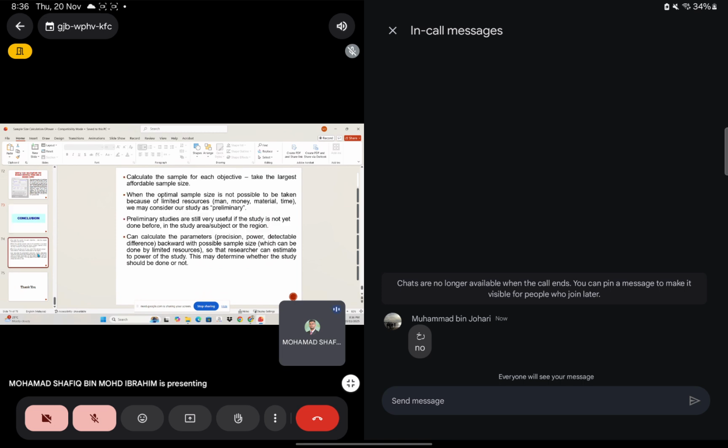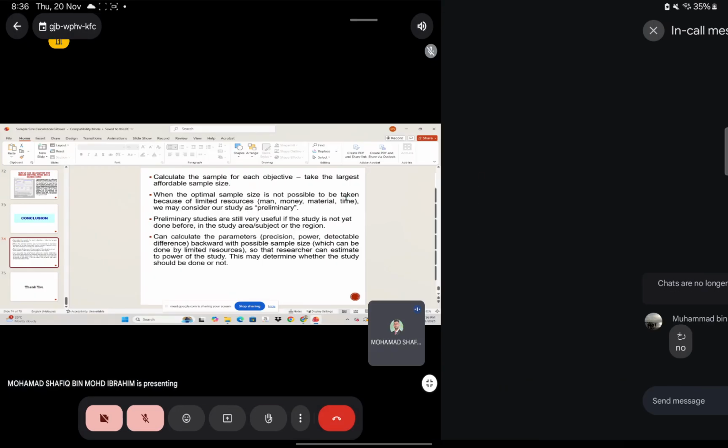So I conclude. So for the sample size, you need to come out with the calculation for each objective. So usually you need to calculate based on each objective and then you choose the largest affordable sample size. For example, let's say for the first objective, you come out with 50. For the second objective, 100. And the third objective, 150, for example. So you need to take the largest sample size to represent your study. So when the optimal sample size is not possible to be taken because of limited resources, we might consider our study as preliminary.